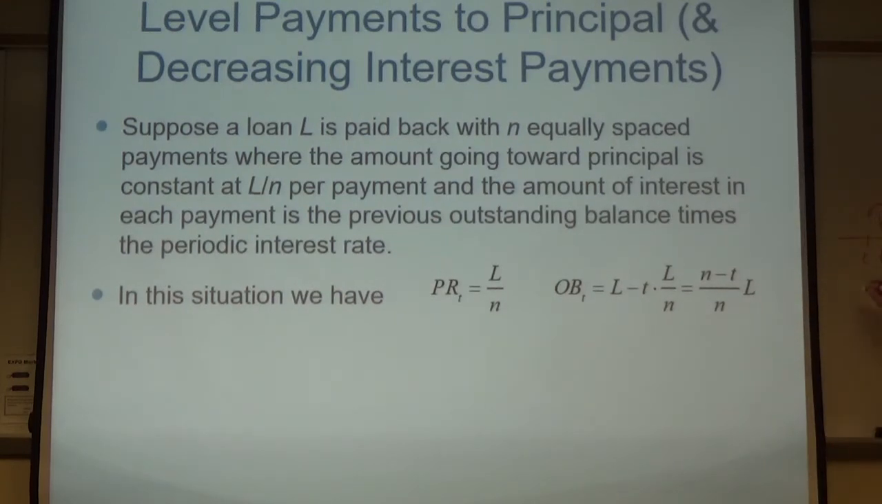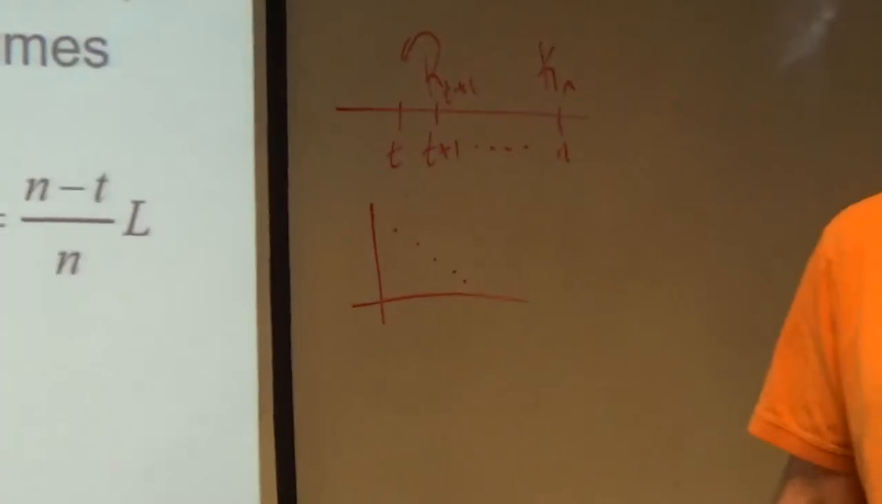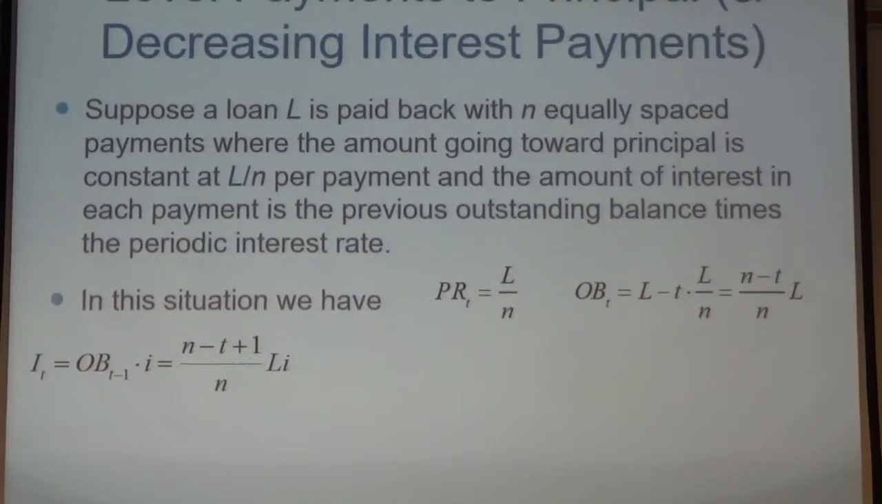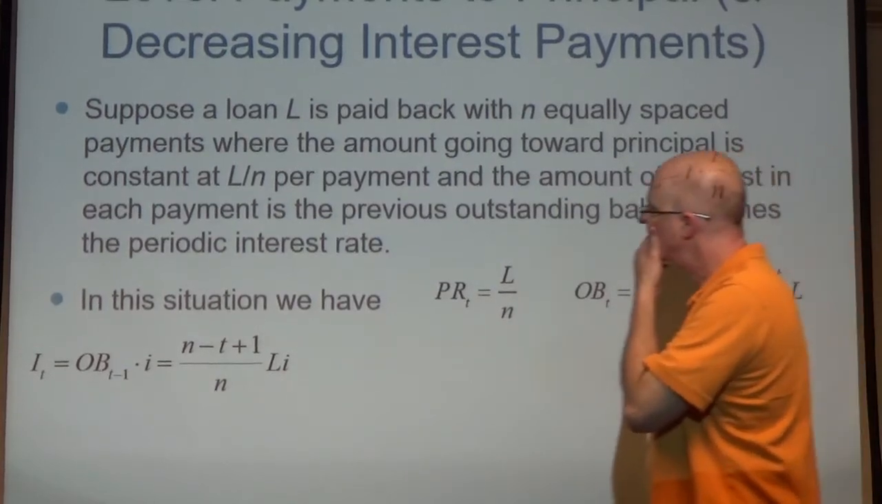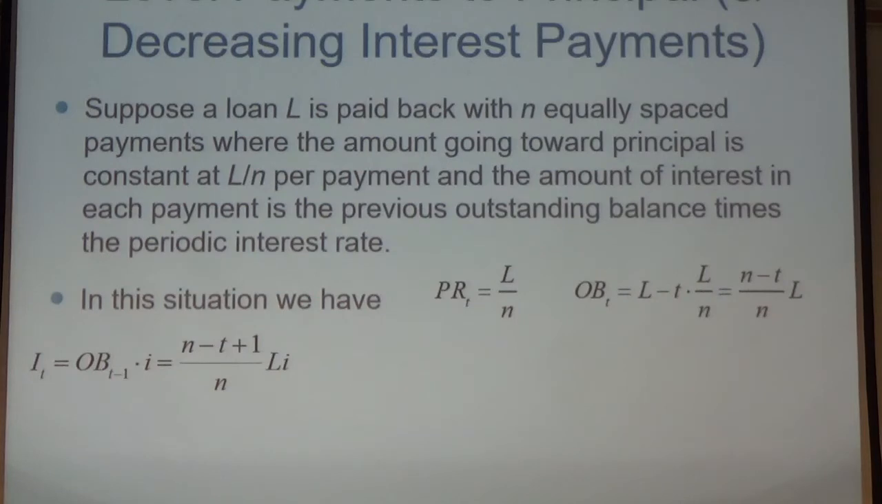The graph of OBT, if you think of it as discrete here, is going to be points that are on a straight line, and I'm not drawing that very well, going down. That'll be OBT as a function of time, a linear decreasing function of T. The amount that goes toward interest is also a linear decreasing function of T.